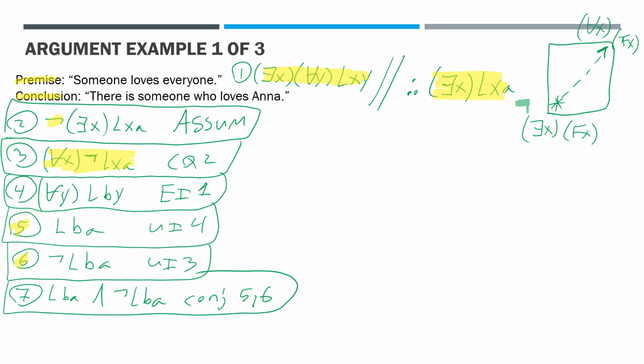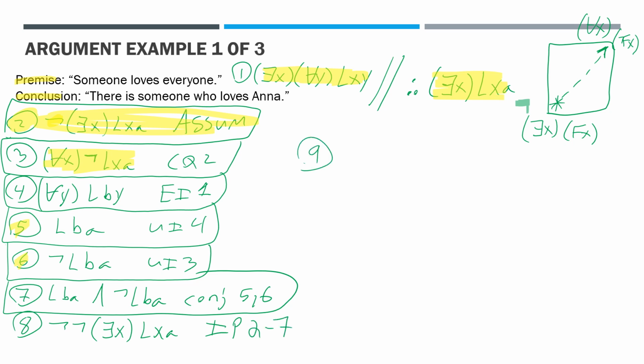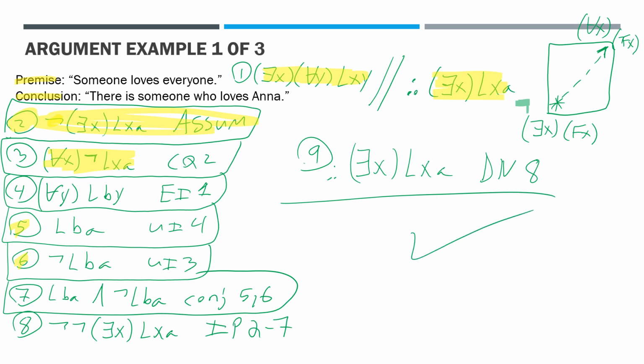And then from that, because we have a contradiction, for 8, we can deny our assumption. We say that assumption cannot be the case. So we'll say not there exists some x such that LXA by our indirect proof with lines 2 to 7. And then for line 9, we can use double negation to get there exists some x such that LXA by double negation of line 8. So therefore, the conclusion follows.